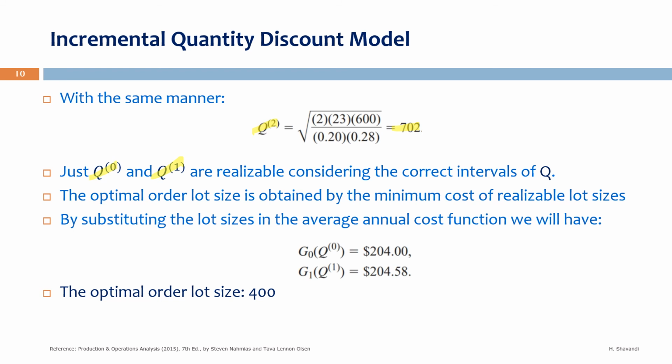So we calculate their associated average annual cost to see which one is minimum, and that one would be our optimal ordering quantity. The annual average cost G0 for Q0 is 204, and for Q1 is 204.55. So there is a little difference between these two, but by choosing the minimum, 204, the optimal order lot size becomes 400 units.